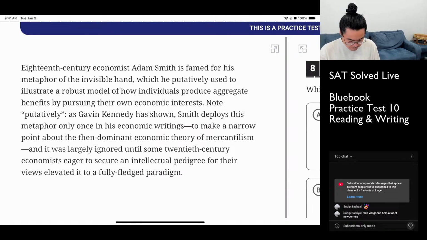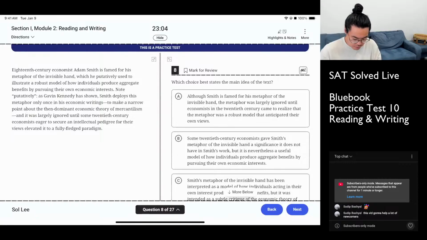Number 8. Invisible hand. Robust model. Benefit by being selfish. Putatively. Like we impute to it, like arguably or supposedly, right? Smith deploys this metaphor only once to make a narrow point about mercantilism, and it was ignored. Okay. So for Adam Smith, this metaphor was not very important.